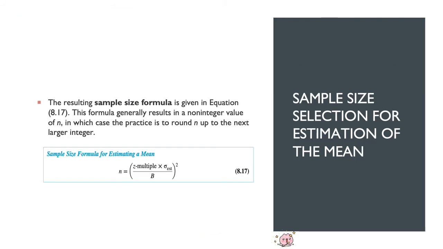Sample size selection for estimation of the mean. The resulting sample size formula is given in equation 8.17. This formula generally results in a non-integer value of n, in which case the practice is to round n up to the next larger integer.